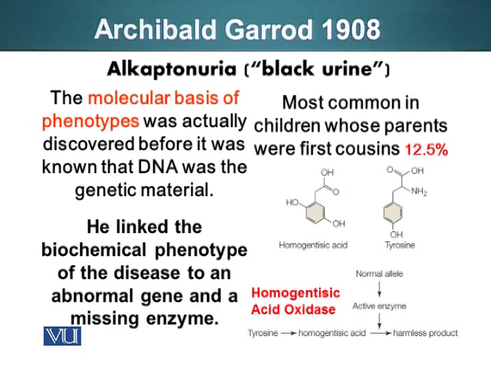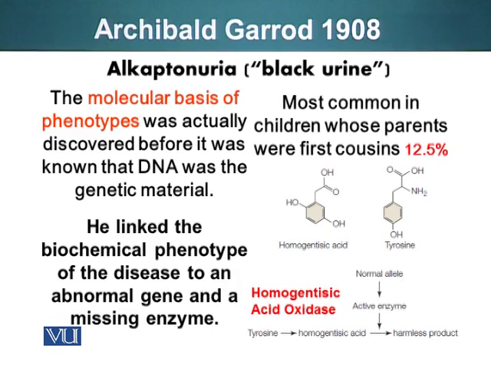We will start with the experiments of Archibald Garrod. In 1908, he was studying a disease called alkaptonuria, or black urine disease. He noticed that there was a precedence of children of consanguineous marriage, or marriage between two cousins or close relatives. These children had a higher rate of suffering from this particular disorder.